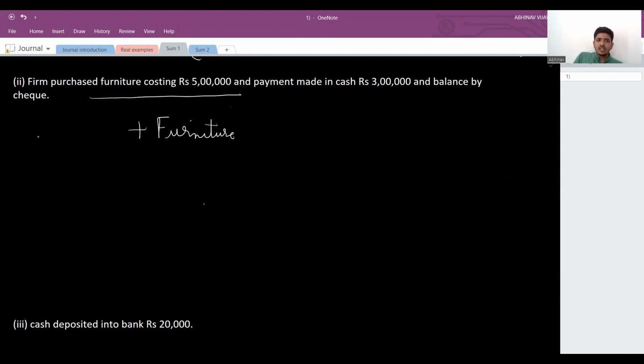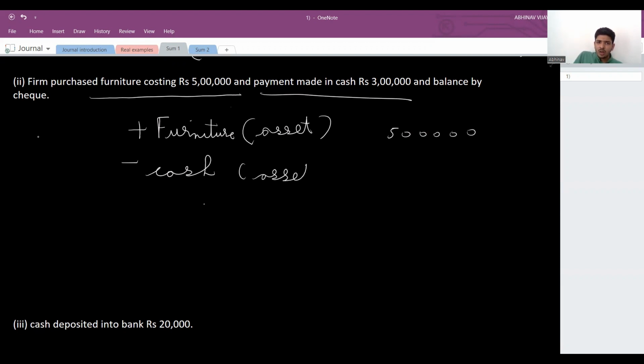The value of furniture can be taken, the benefit can be taken in the future. So furniture is an asset. It increases by 5 lakh. Payment made in cash 3 lakh. Cash, which is another asset, gets reduced by 3 lakhs.